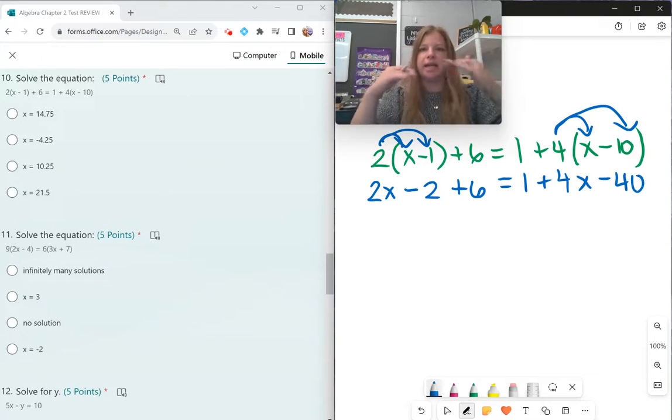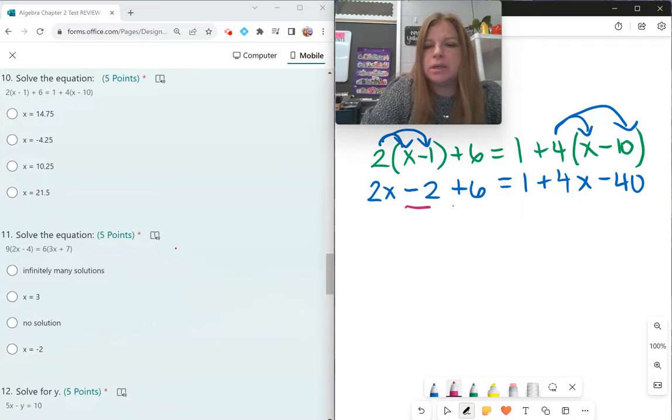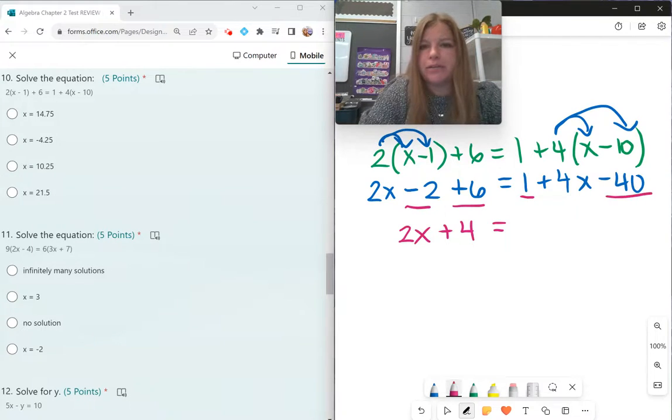Now, before I start adding and subtracting on both sides of this equation, I notice I have numbers on the same side of the equation together. So I really just need to combine like terms. So this becomes 2x plus 4, right? Because negative 2 plus 6 is positive 4. I have to combine my 1 and my negative 40, which is a negative 39. So that's really 4x minus 39.